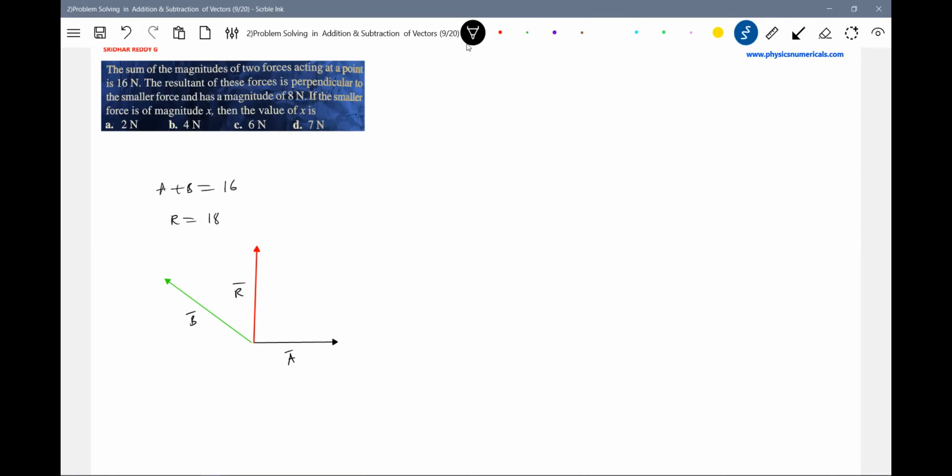So R equal to 18, and this much information is there. It is asking to get the value of E. That's the only thing we have to find out. I think we have this much info. We have to proceed now. So what are the equations we can write?